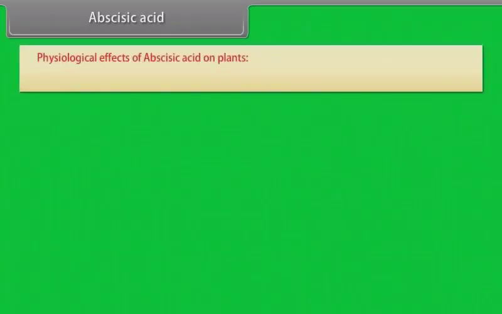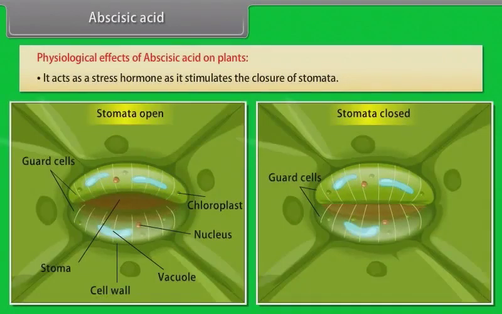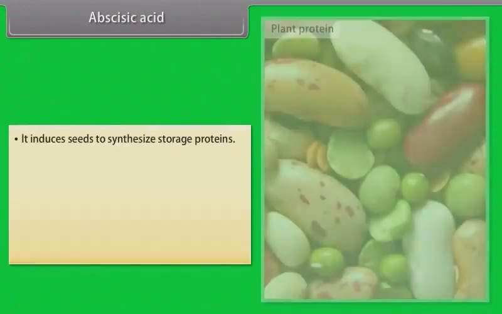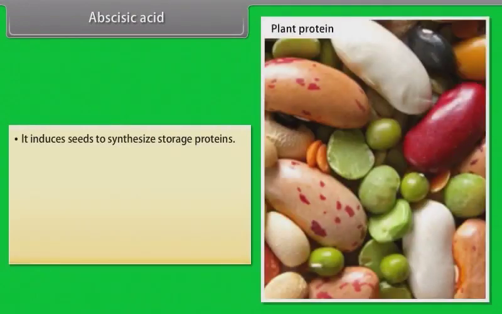Abscisic acid. Physiological effects of abscisic acid on plants. It acts as a stress hormone as it stimulates the closure of stomata. It inhibits shoot growth but does not have much effect on roots. It induces seeds to synthesize storage proteins.